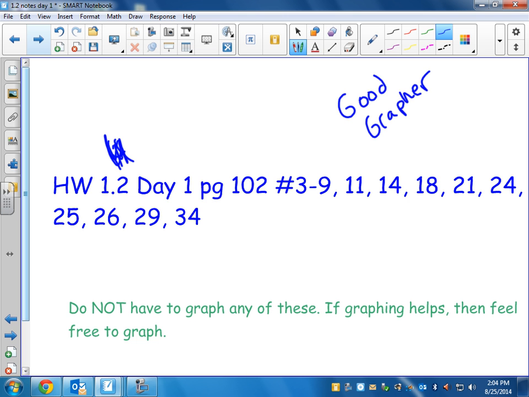Anytime I need to graph something, I pull out Good Grapher. There's a whole bunch of other ones. That's just the one that was recommended to me, so that's the one that I have on my phone, and it's really good. And it even graphs in different colors.